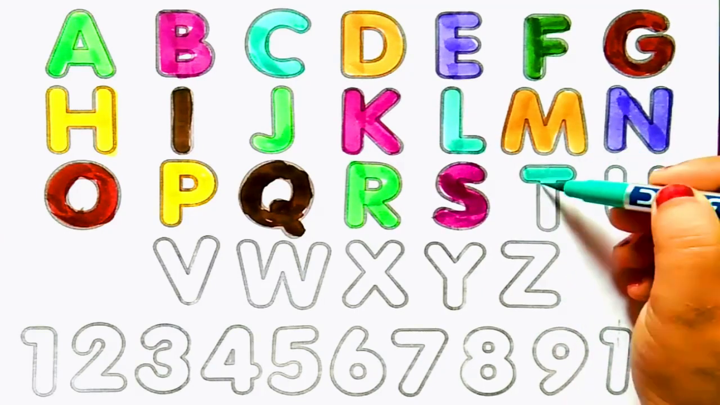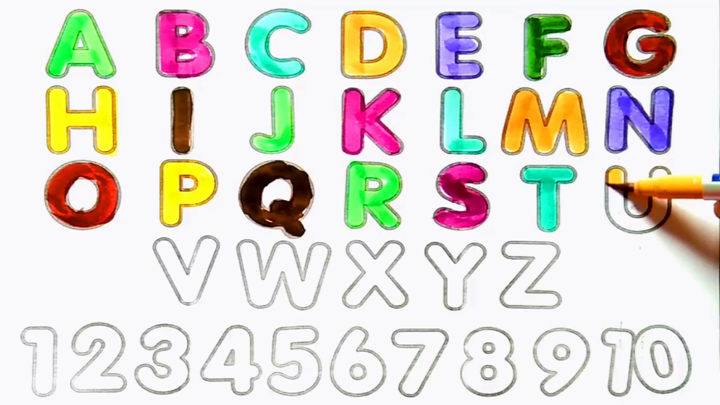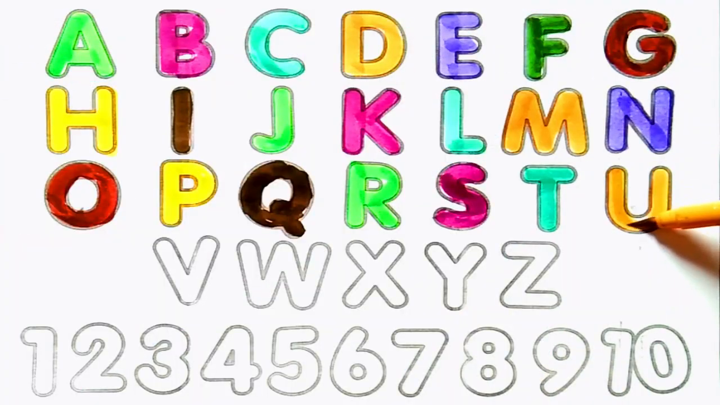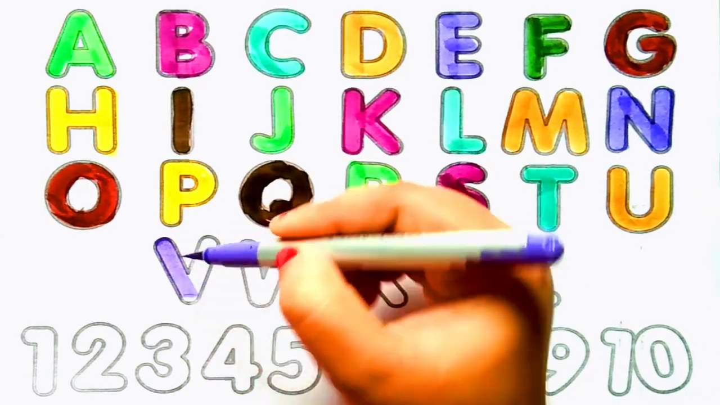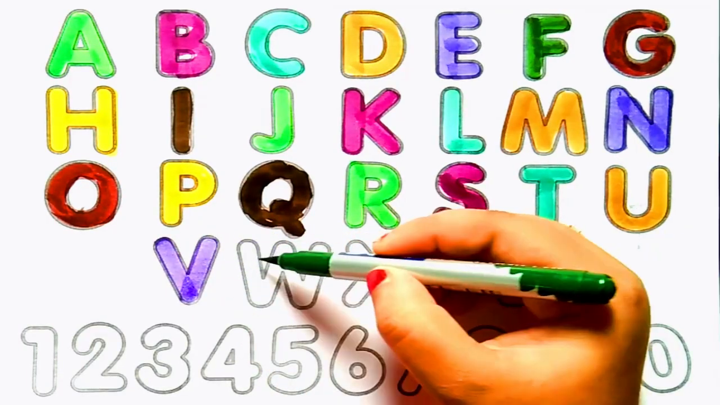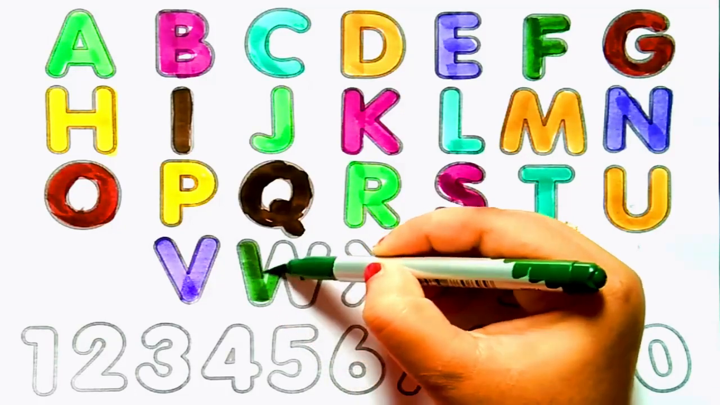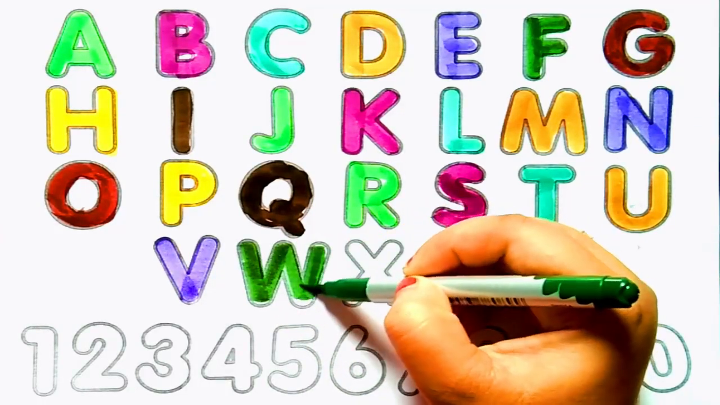T for telephone, T for telephone. U for uniform, U for uniform. V for vegetable, V for vegetable. W for wolf, W for wolf.